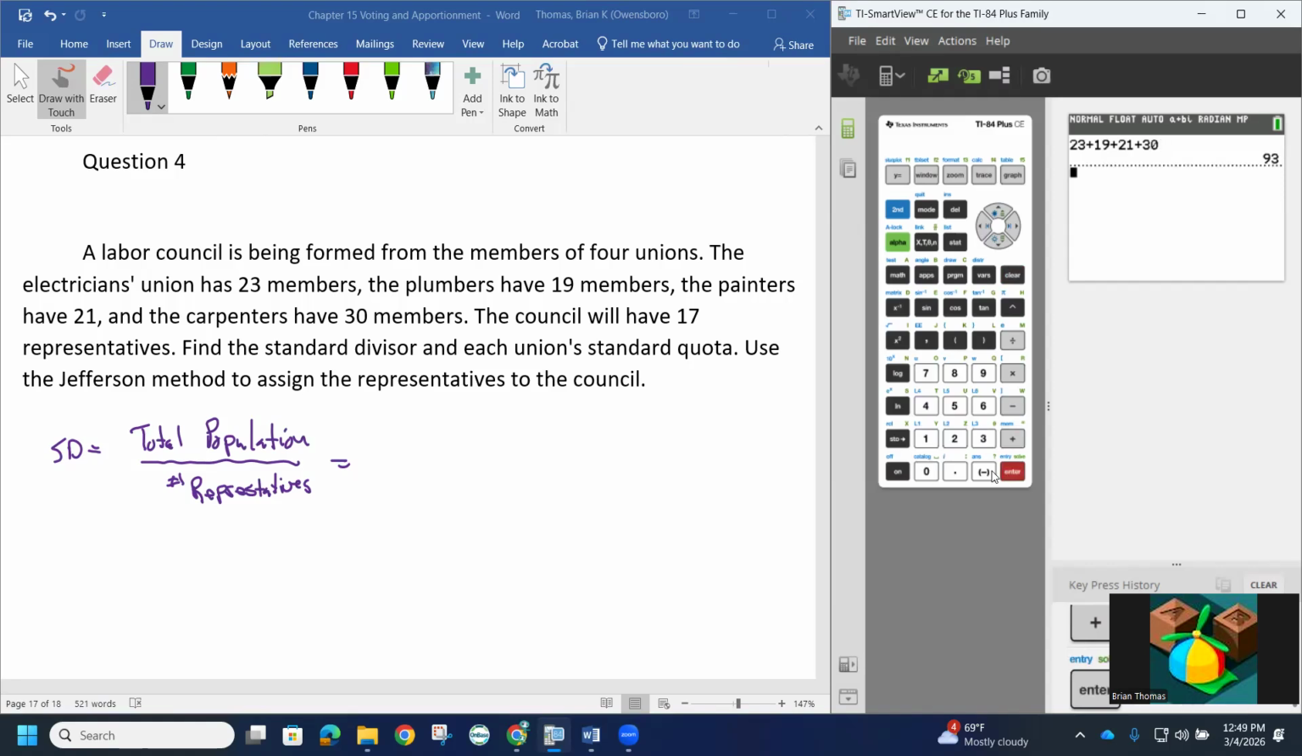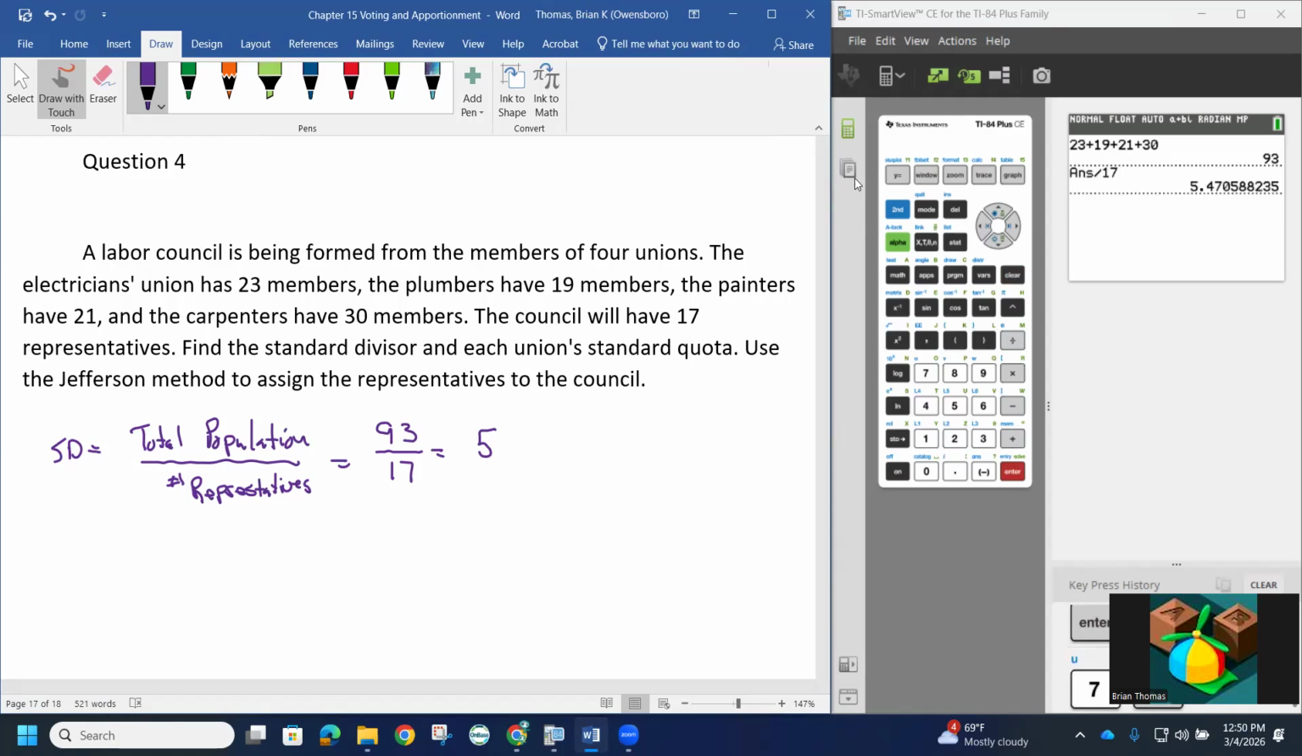So our total population is 93. And then what we do is divide it by the number of council members, which is 17. So we do 93 divided by 17. This gives us 5.47. So we round this down as well. So 5 is the standard divisor. Always this rounding down concept.